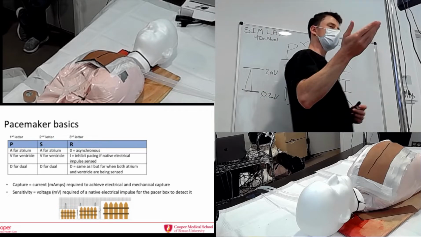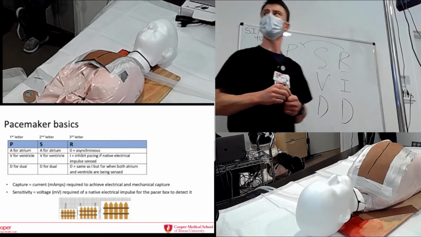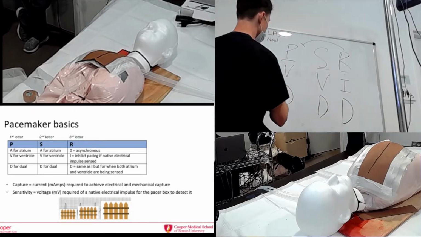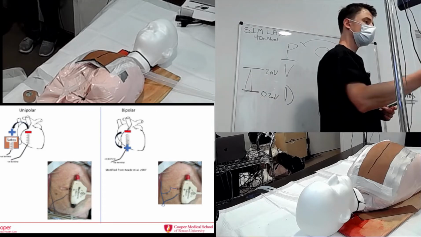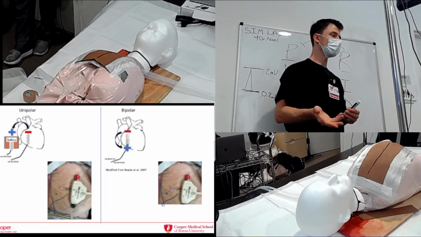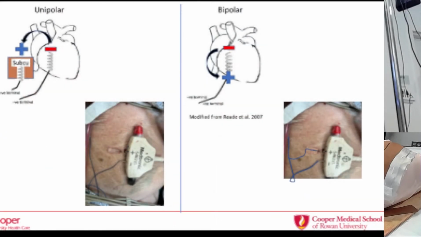So you saved, and then if you want to go to the next slide. Unfortunately, I can't really see that very well. So there's two kinds of pacer leads that they use. There's unipolar and bipolar. And what does that mean? And what's the clinical relevance of that to us?